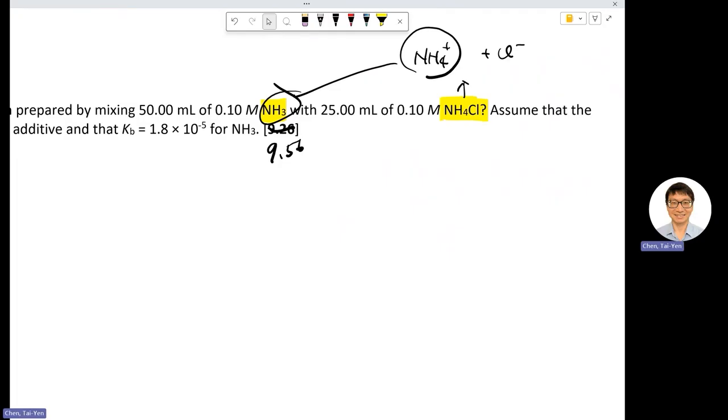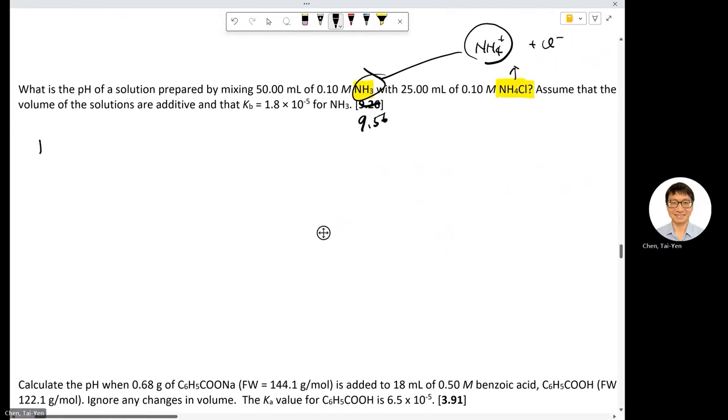Now you know you have a buffer. You want to calculate the pH of a buffer, so you go to the HH equation, right? So what is the HH equation? pH equals pKa minus log, with acid on the top and base at the bottom. Once you know you want to use the HH equation, the first thing is the pKa. Do you have the pKa value here? You don't, right?